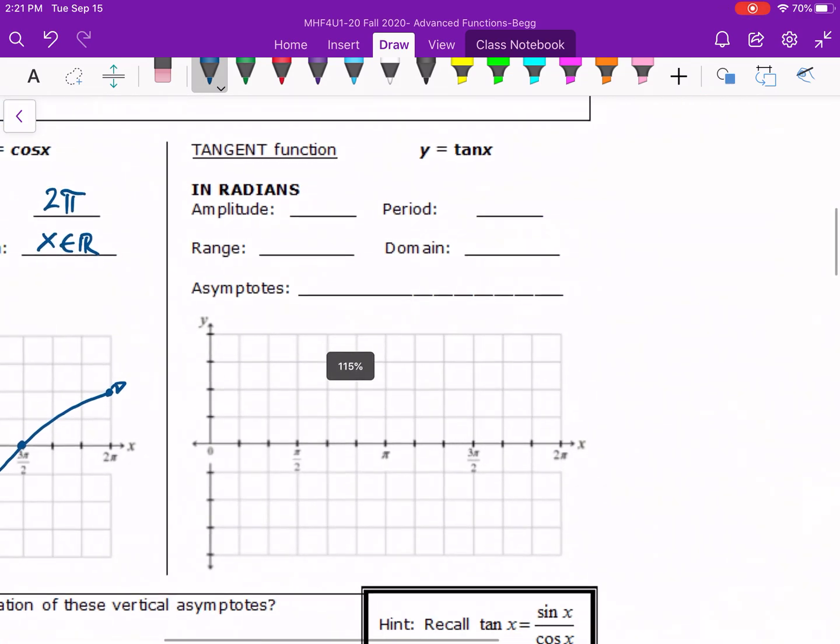The tangent function is a little bit different, and it was one that we saw, if you remember from grade 11, didn't have that wave shape to it. And it, in fact, had asymptotes. The tangent function, by the way, you may recall, is equal to sine x over cos x.